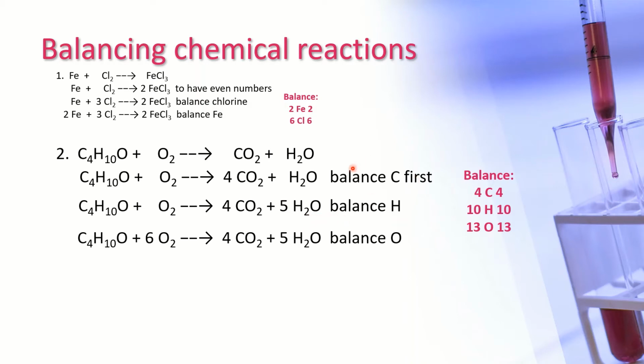Now you balance oxygen last. If you notice, there are more number of oxygen at the right because this is 5. 4 times 2 is 8. So 8 plus 5 is 13. So you need to have 13 oxygen atoms at the left. So you have to add coefficient 6 before oxygen. This is now 12 plus 1 is 13. So this is a balanced chemical reaction.